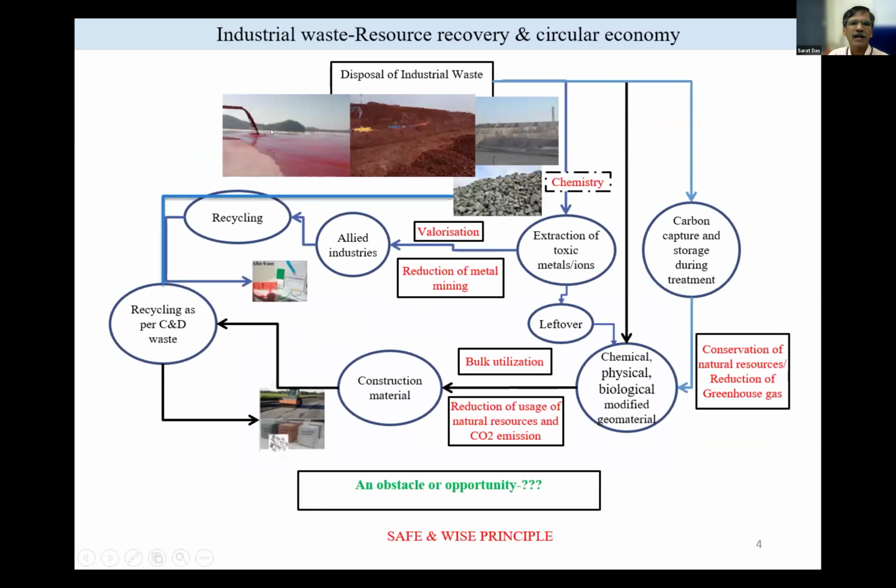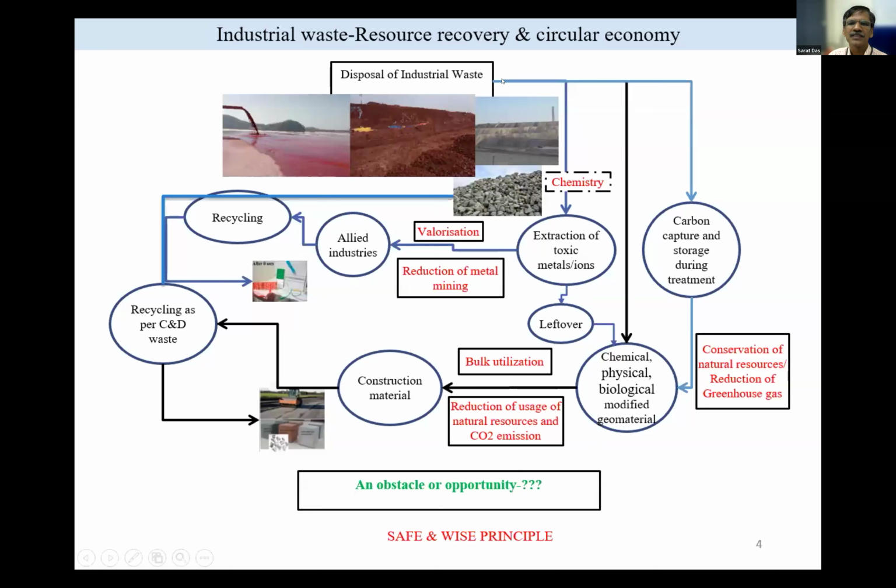So here in the picture, I have shown some of the industrial waste in and around my place. Most of the time, industrial wastes are considered a problem due to their toxic metals and ions. But again, if we see, these toxic metals or heavy metals are also considered resources or critical minerals in terms of mineral engineering.